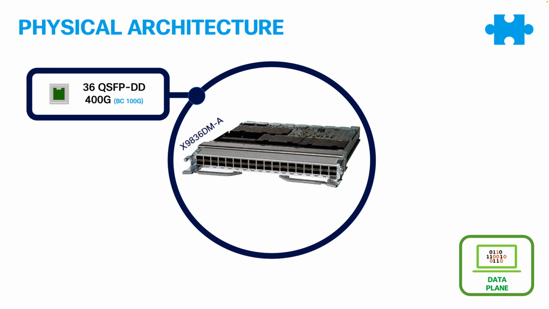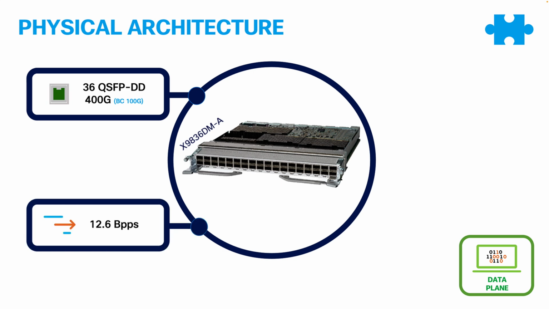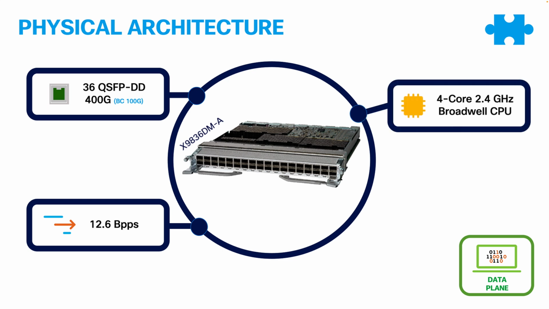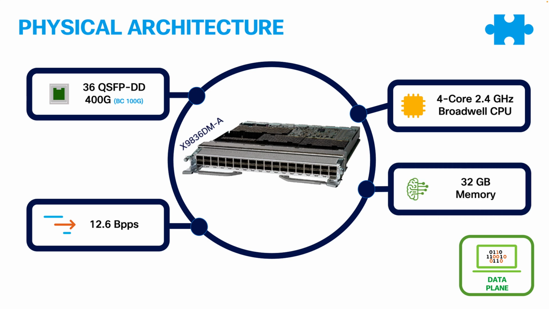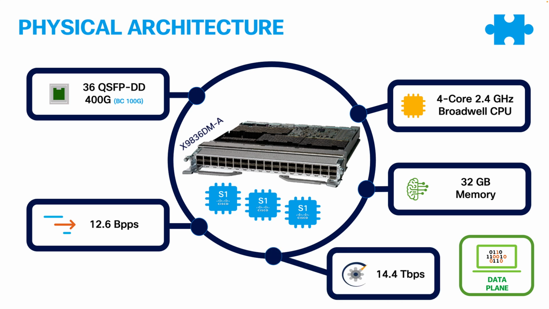This line card offers a 12.6 billion packets per second performance and includes a 4-core 2.4 GHz Broadwell processor, 32 GB of RAM memory, and 3 Silicon One ASICs that allow us to provide 14.4 terabits per second throughput capabilities with line rate MACsec on all its 36 ports using 256 bits AES.